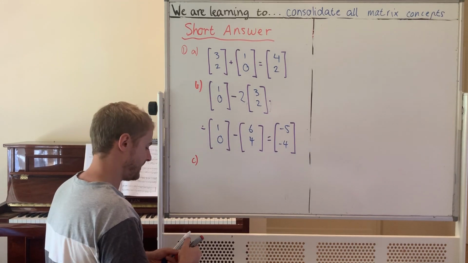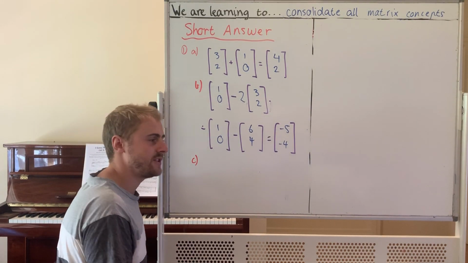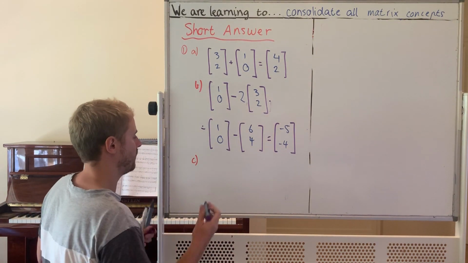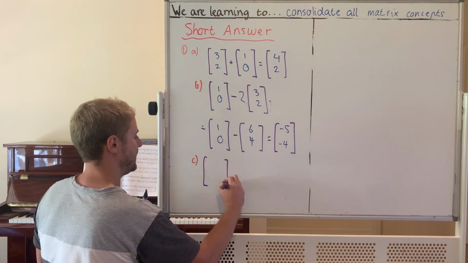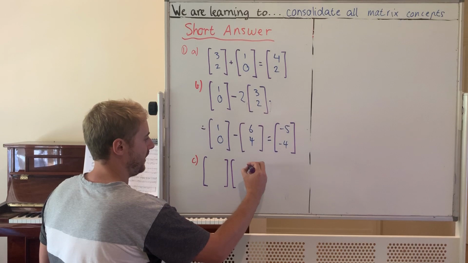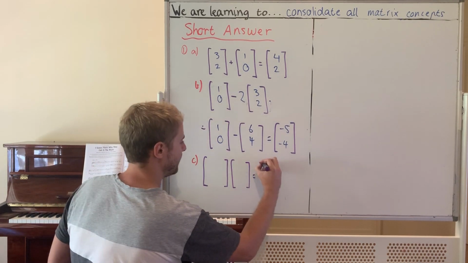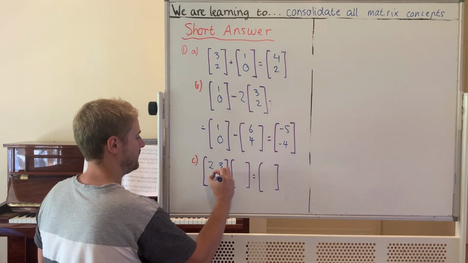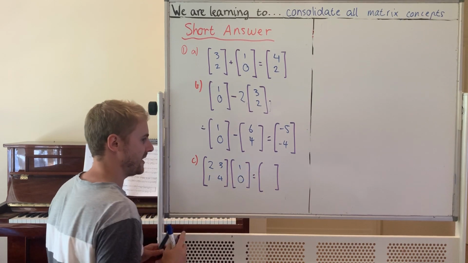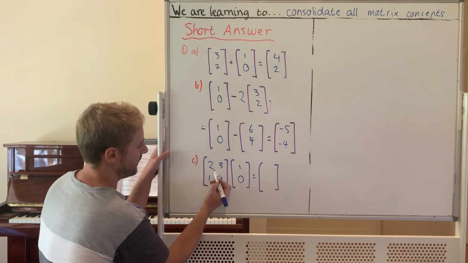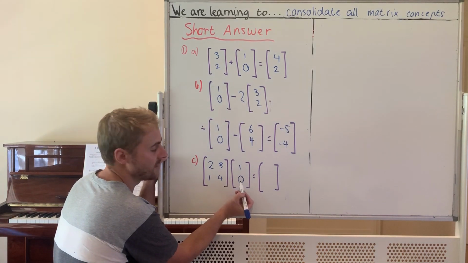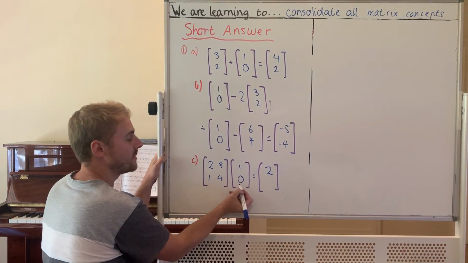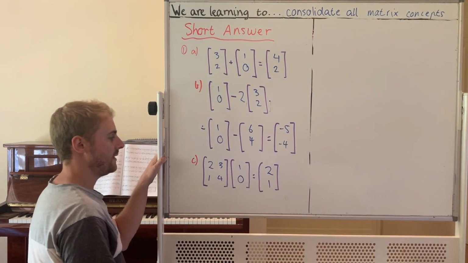AB plus C. Alright, so this one's got the matrix multiplication in it. I'm going to do the A times B part first. Alright, so A is a 2 by 2, B is a 2 by 1, so this is going to equal a 2 by 1 matrix. As far as matrix multiplications go, this one is pretty straightforward. So 2 times 1 is 2, plus 3 times 0 is still just 2. 1 times 1 is 1, 4 times 0 is 0, so 1 times 1 is just 1. So that's just going to equal that.